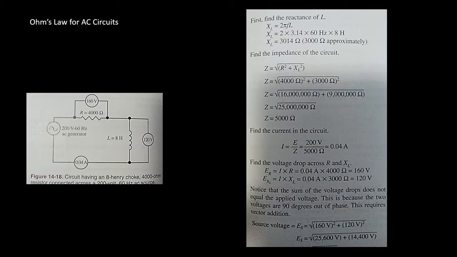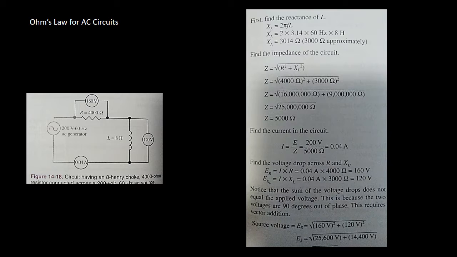First, find the reactance of L at the top of the screen. XL equals 2 pi FL, formula discussed earlier, which is equal to 2 times 3.14 times 60 Hertz times 8 Henry, which is equal to 3014 ohms, or 3000 ohms approximately.